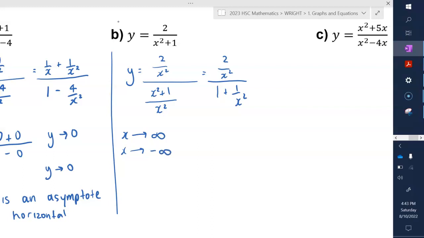And the more you do these, the better you'll get at them. So as x goes to infinity, on our top line, this number here gets really, really big. So 2 over a really, really big number gets really tiny, and it's going to 0. So we're going to end up with a 0 over a 1 plus 1 over x squared. x squared is going to infinity, so that gets really, really small. So it's basically 0 over 1, which is 0. So y is going to 0. As x goes to minus infinity, exactly the same thing is going to happen. So y equals 0 is a horizontal asymptote.